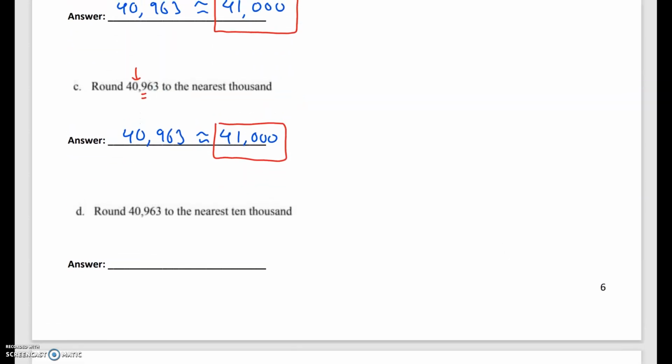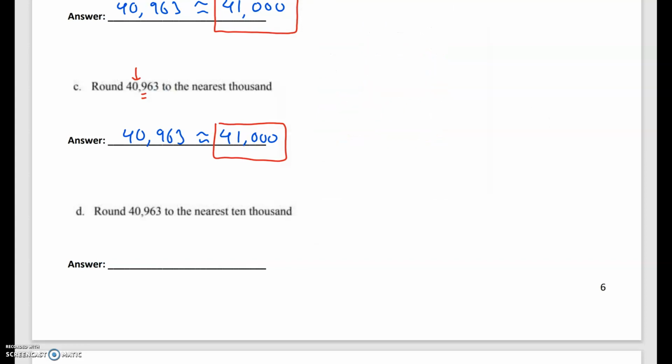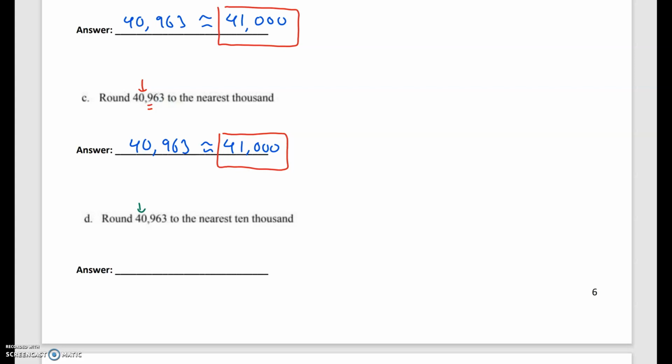Let's do the last one in this section, and they want you to round to the nearest 10,000. So that would be this value here. Because the test digit is 0, you're going to keep this as 40,000.